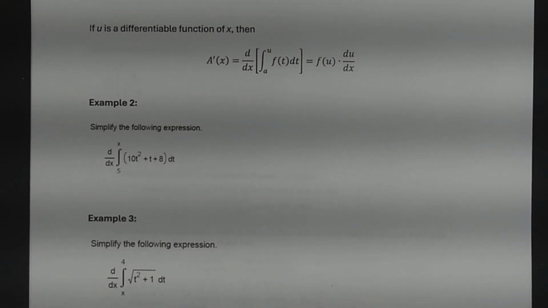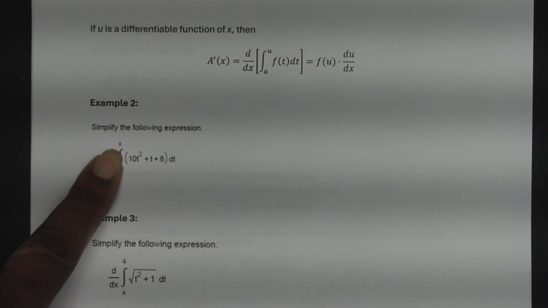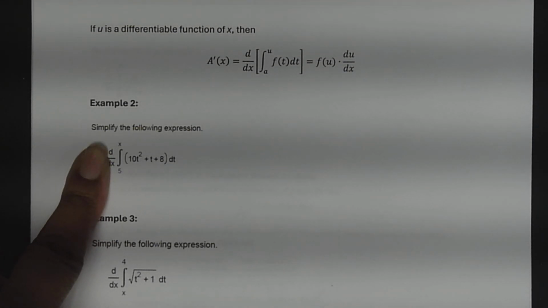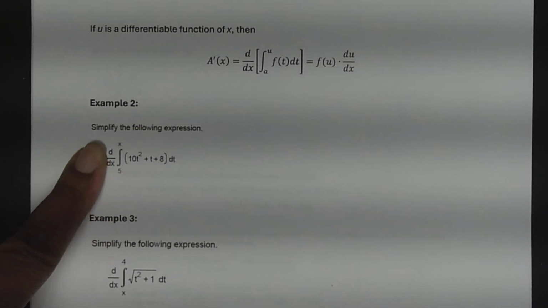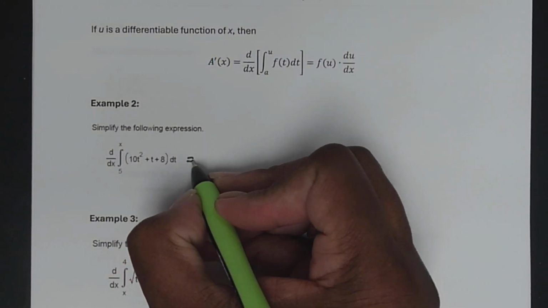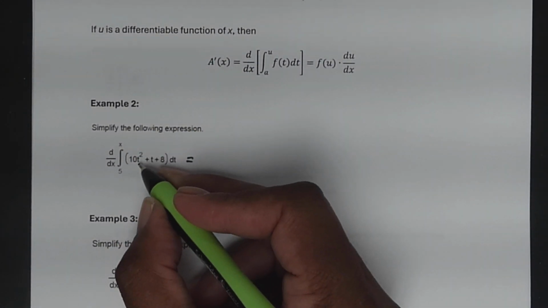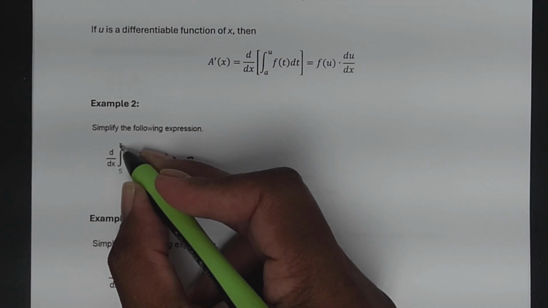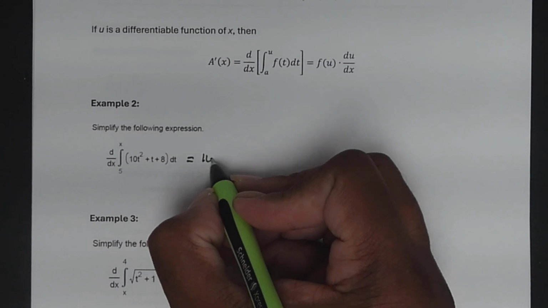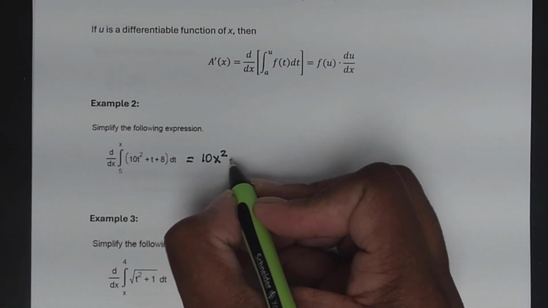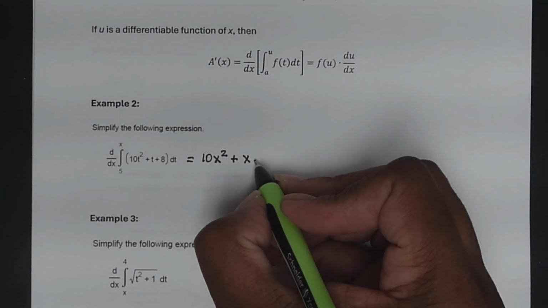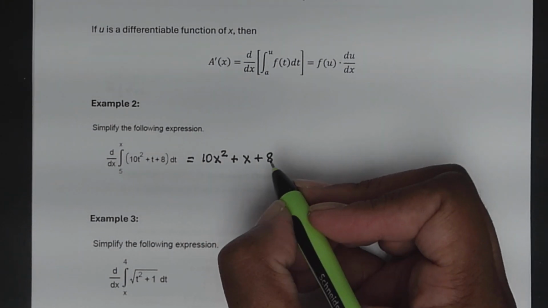Okay, notice my upper limit is x. And your x must be your upper limit for this fundamental theorem to be used. Okay? So all we have to do there is simply replace this t with that x. So in this case, that x will be put in place of t, so it'll be 10x squared plus the t is substituted with x, and then plus 8.